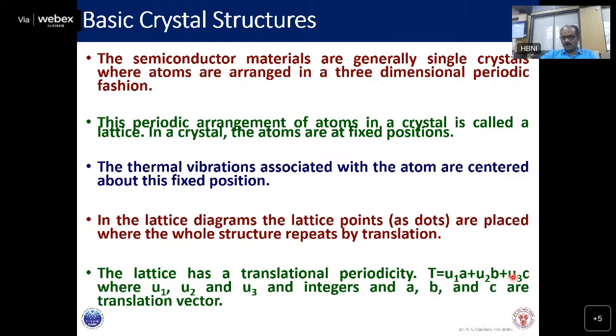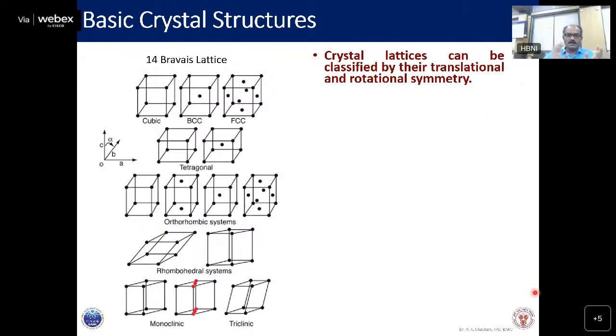If we say a translation vector T, with A, B, C as lattice parameters, then T is equal to U1A plus U2B plus U3C, and this is the translation vector. U1, U2, U3 are integer values. So you have a crystal of a semiconducting material which is utilized in the device, so formation of a crystal is very important.